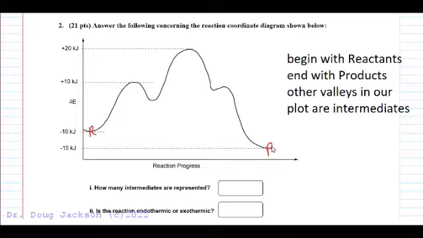Our other valleys here are going to be intermediate structures. So there are 4 structures through this mechanism, and 2 are going to be intermediates. 2 represented intermediates in our diagram. We're looking for the valleys here. There are the valleys right there, 1 and 2, with the reactant and product technically being in valleys themselves, depending on how advanced your class is, but we can just look at those as beginning and ending, and then intermediates in those middle 2 valleys.